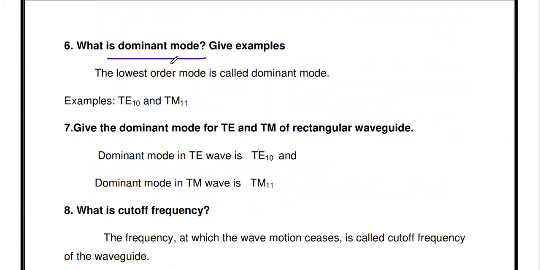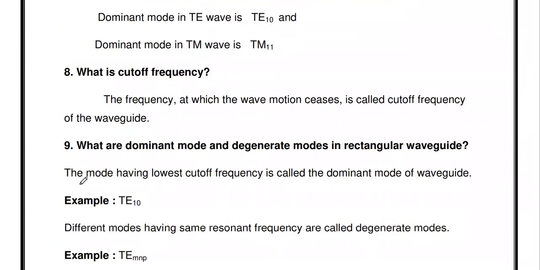This dominant mode plays a very important role in waveguides. So what is dominant mode? There are different modes in a waveguide, either a rectangular waveguide or circular waveguide: TE10, TE11, TM11. There are so many modes. The mode which is said to be the dominant mode is the lowest order mode. Or otherwise, the mode having the lowest cutoff frequency is called the dominant mode. This is also another definition.